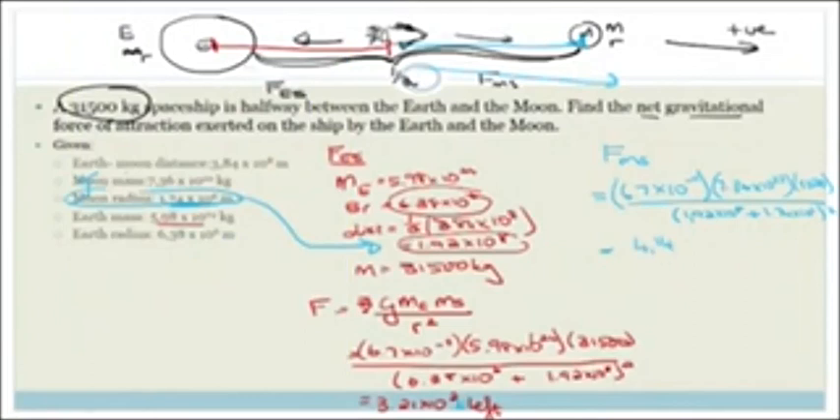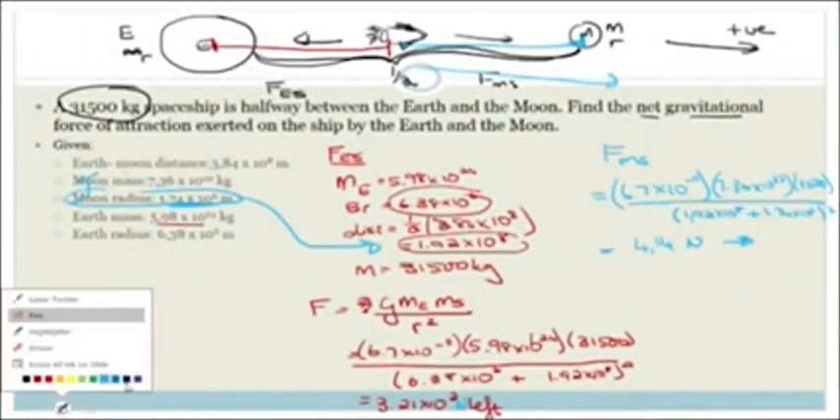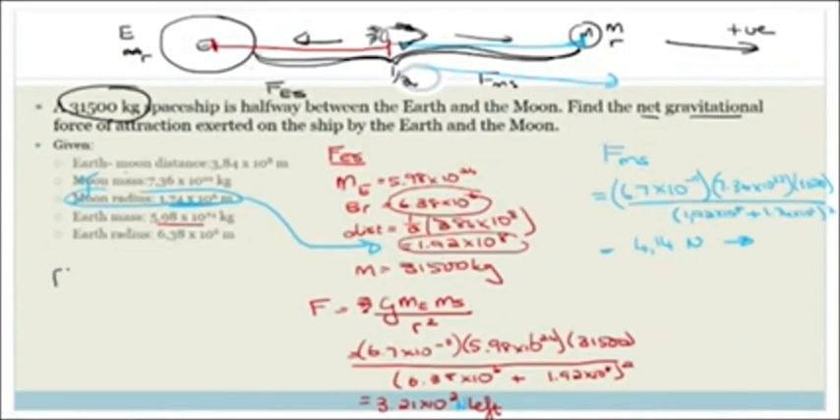And by the way, these are newtons. You do know these are newtons. And this is going to be to the right. So now it says, what is the net gravitational force? Well, remember, it's the sum of both the forces. So F net is going to be the sum of the forces. And remember, we said that this direction was positive. So it's going to be 4.14 plus minus 3.21 times 10 to the 2.